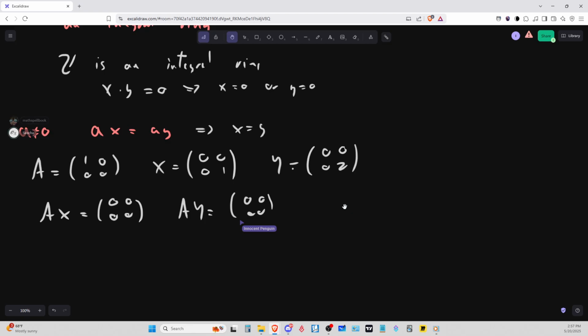But what is funny here is that none of those matrices are 0, right? Neither a, nor x, nor y is 0. And what I get here is that A times x is equal to A times y, right? But this does not imply that x is equal to y, because clearly here they're different. So when we're not over an integral ring, we have to be really careful about canceling out terms like we usually do, because sometimes it can be false. For this example, you see that this clearly doesn't work.